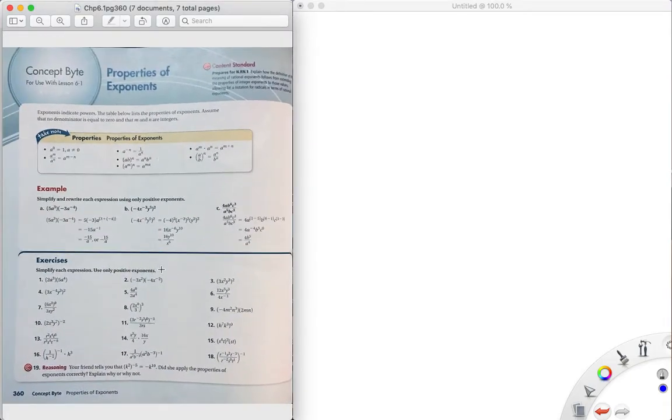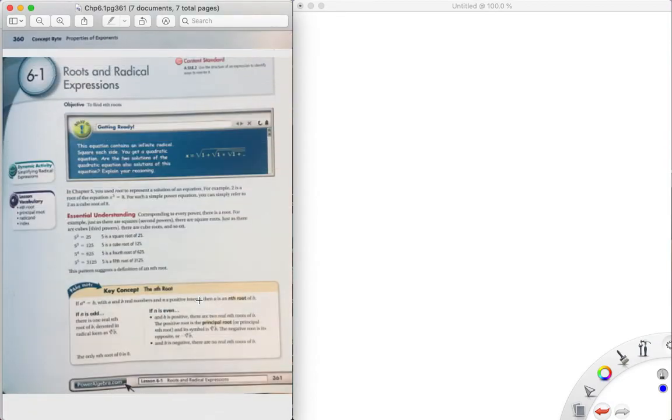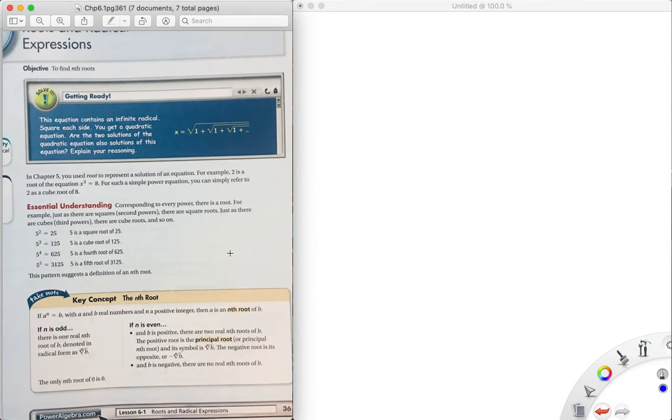If you want to practice on your own, you can use this here, and there are some practice questions here, feel free. 6-1 sort of expands on that exponent and says, okay, what about when the exponent is a fraction or a square root or a root?